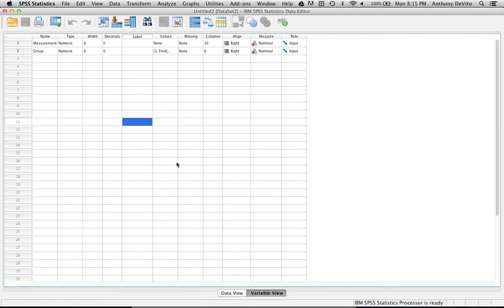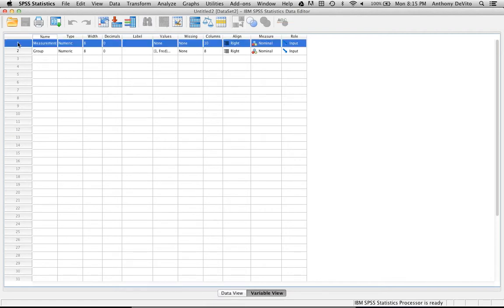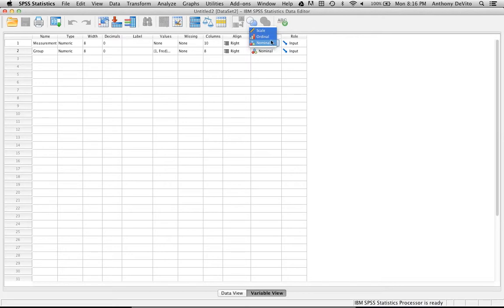If I look at it from the variable view, I can look at measurements. Actually, I can see that there's an error here. What kind of measurement is measurements? It's a scalar, right? A numerical variable.